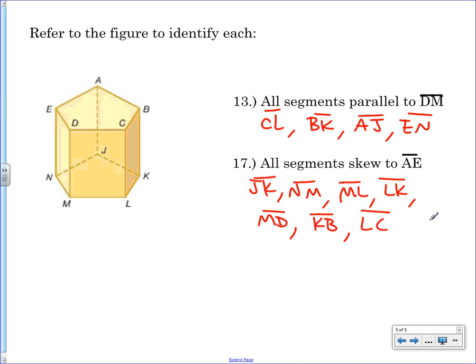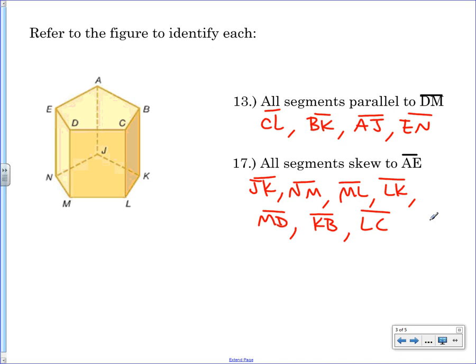Take your time and look that picture over. If you don't understand why one of those is skew, let me know. If you thought something else was skew and it's obviously not on the list, then let me know and I'll tell you why it's not. It's either going to be intersecting or it was parallel, and that's why it's not skew.